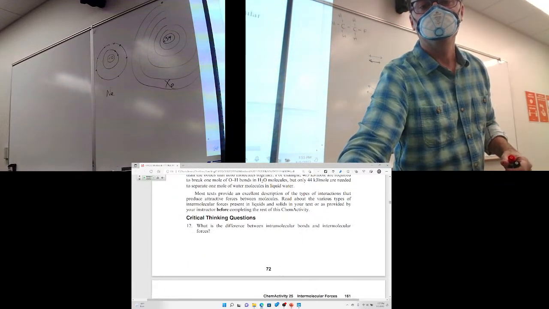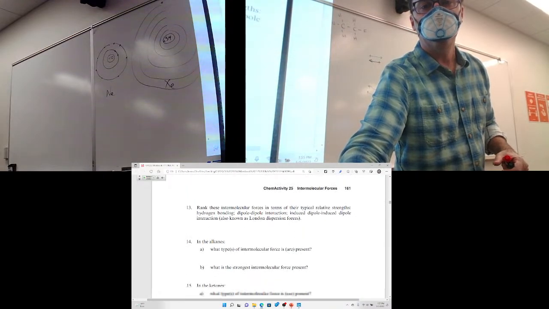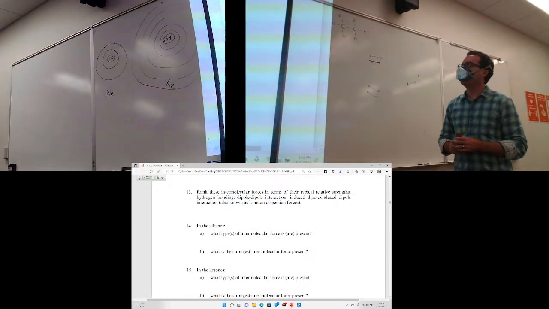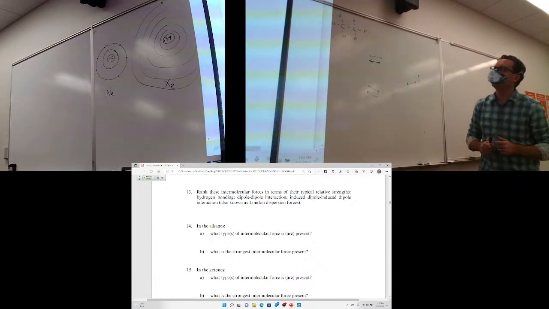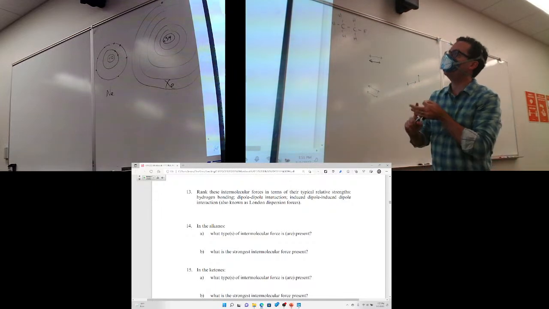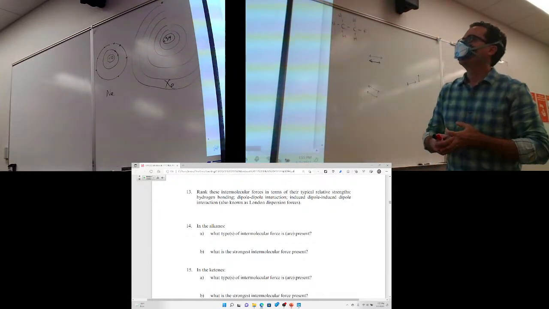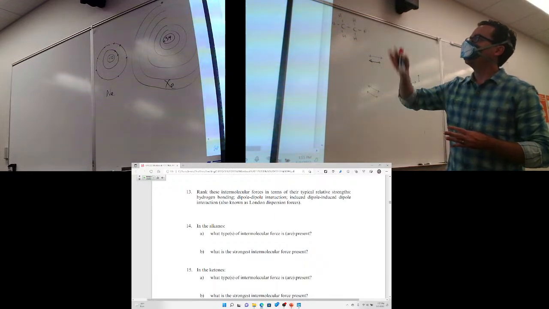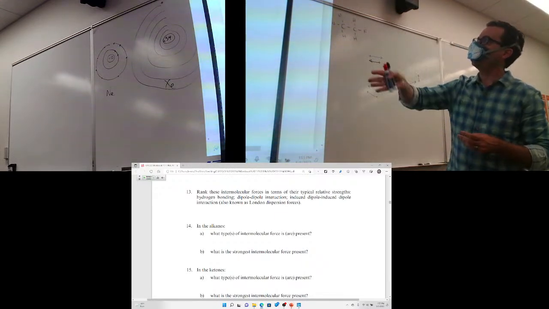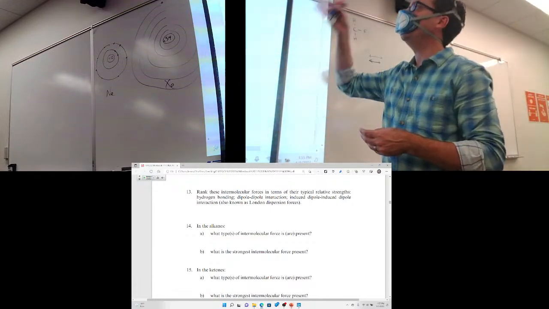All right. And then this is, again, very basic. Rank these in terms of relative strength: hydrogen bonding, dipole-dipole interaction, induced dipole, which is another name for London dispersion forces. And the ranking is basically the opposite. So induced dipole is the weakest, then dipole-dipole, and then hydrogen bonding.